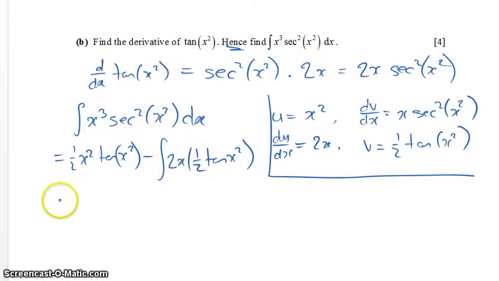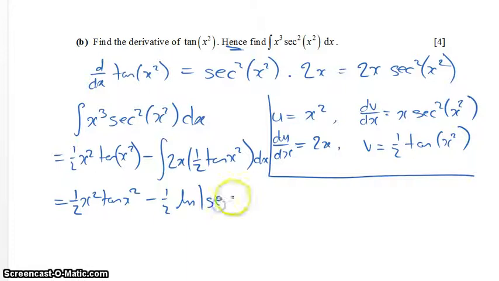And again, this is another nice one for us to integrate because we've got the function and we've got its derivative on the outside. So tangent of x squared, and we've got the derivative of x squared there. And we also know how to integrate tangent. We just get ln of secant. So this is just going to be a half x squared tangent x squared minus, and I'll bring this half out the front, the integral of 2x tangent x squared. That's going to be ln secant x squared plus our constant of integration.